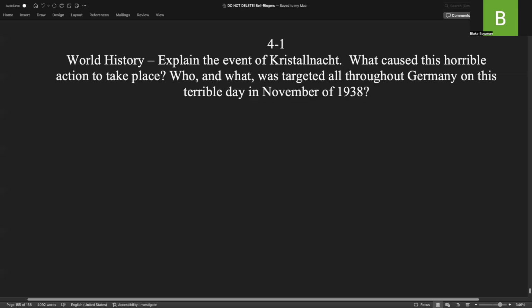Think of the two names again of Kristallnacht, right? Think of that and why they were called these two names.